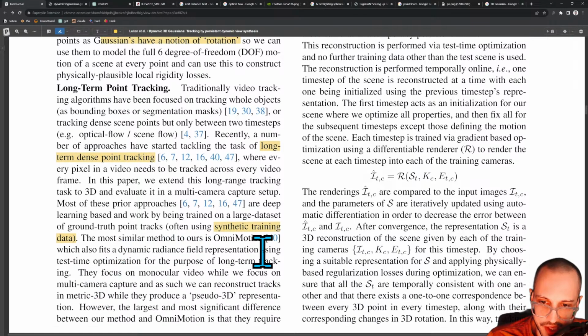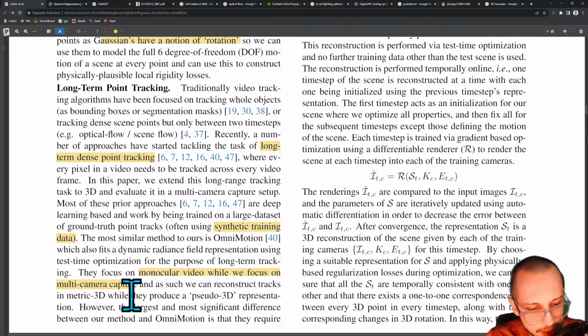Also fits dynamic radiance field representations using test time optimization for the purpose of long-term tracking. They focus on monocular video while we focus on multi-camera capture. They're making this sound like it's more different than it really is. Like monocular video, right? Let's say you have a cell phone camera with just one camera. It's monocular and you're taking a video, so you're moving over time.